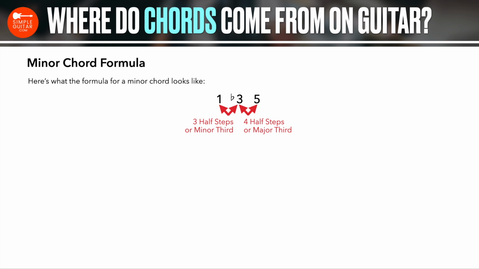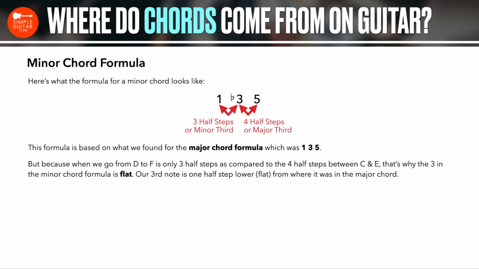But because this is based on what we found with the major chord formula, which was 1, 3, 5, right? When we go from D to F, it's only 3 half steps as opposed to the 4 half steps between C and E that we did with the major chord. That's why the 3 in the minor chord formula is flat. So our third note is 1 half step lower or flat from where it was in a major chord, okay? So the minor chord formula is 1, flat 3, and 5.